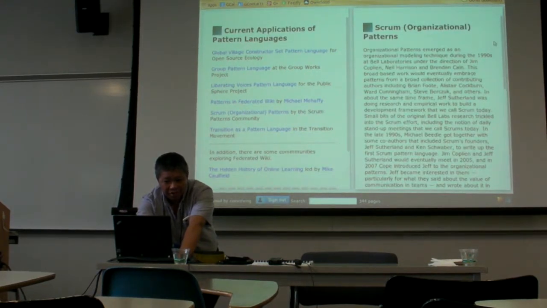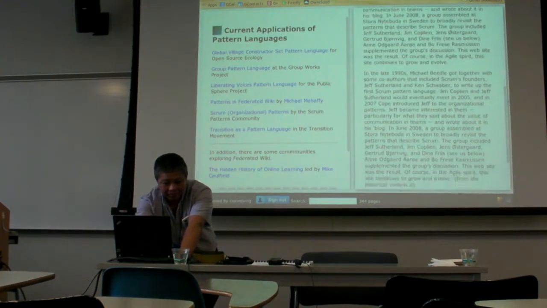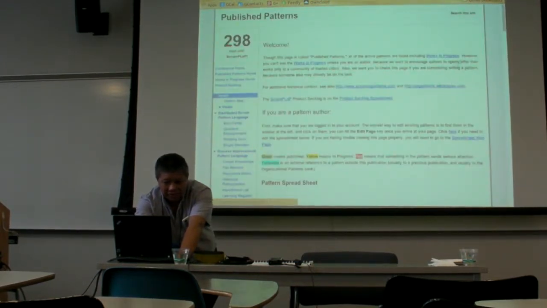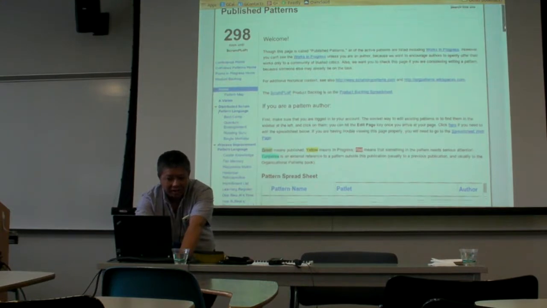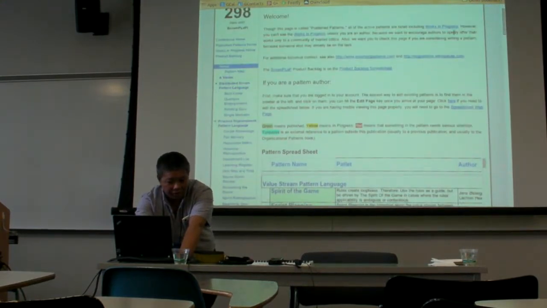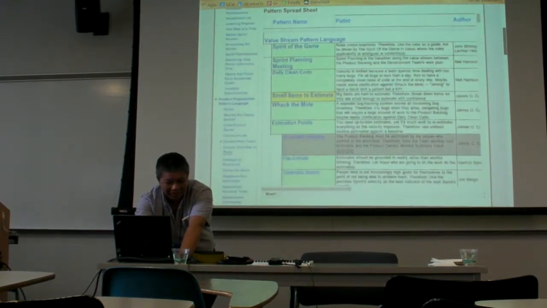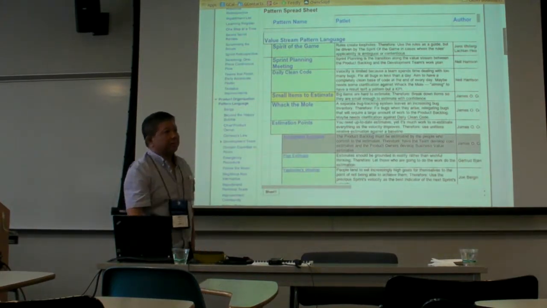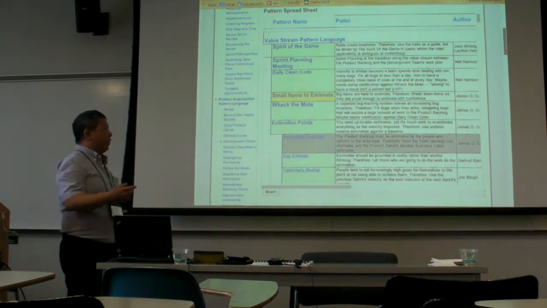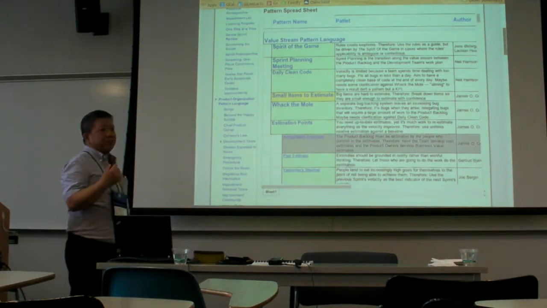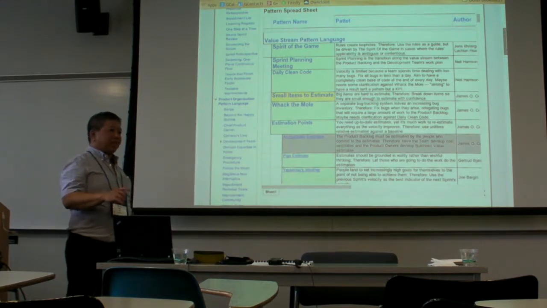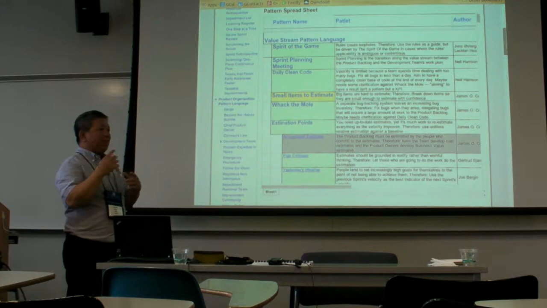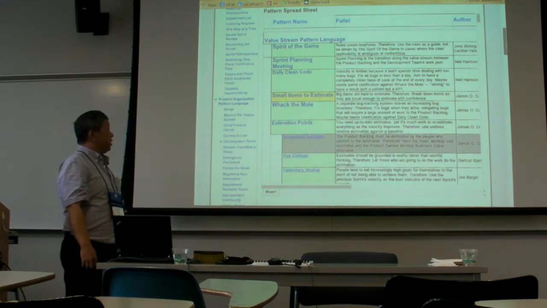The Scrum organization patterns. They actually just had their conference. And there's a pattern language for Scrum. It's pretty hilarious, these guys do it in Google Spreadsheets and stuff. Jim Coplien, who is involved with the pattern language, is now the chief methodologist for Scrum. So there are all these linkages between wiki, Scrum, Agile, software development, all these things coming together.